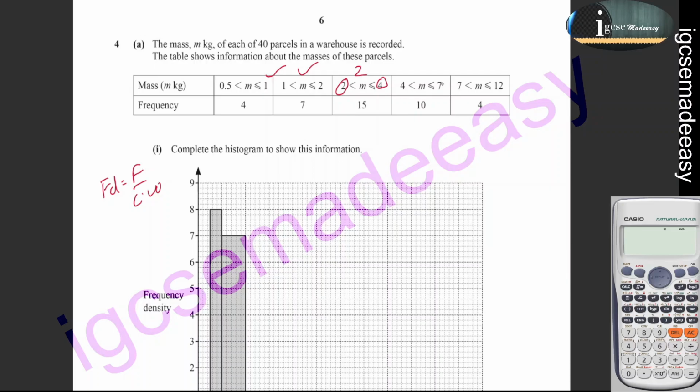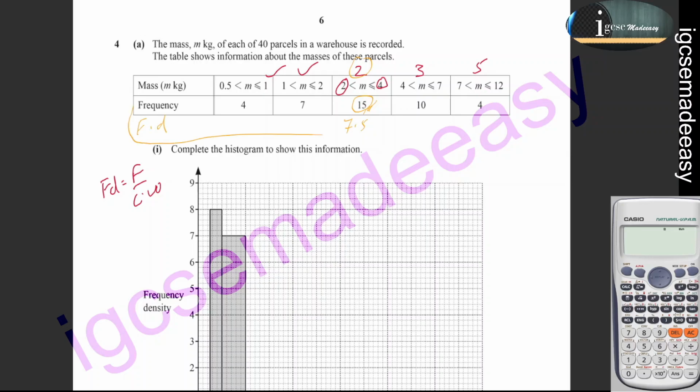In this case, for the class interval 4 to 7, the class width will be 7 minus 4, which is 3, and in this case 12 minus 7 is 5. So these are the class widths of these class intervals, and we can find the frequency density just by dividing the frequency by class width. This frequency is 15, and 15 divided by 2 is 7.5, and that will be the frequency density.